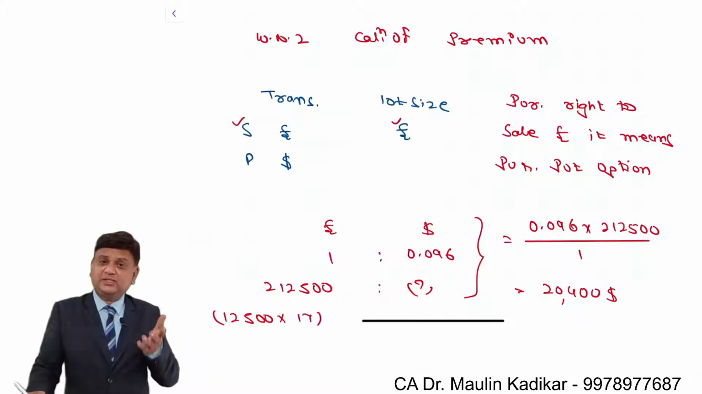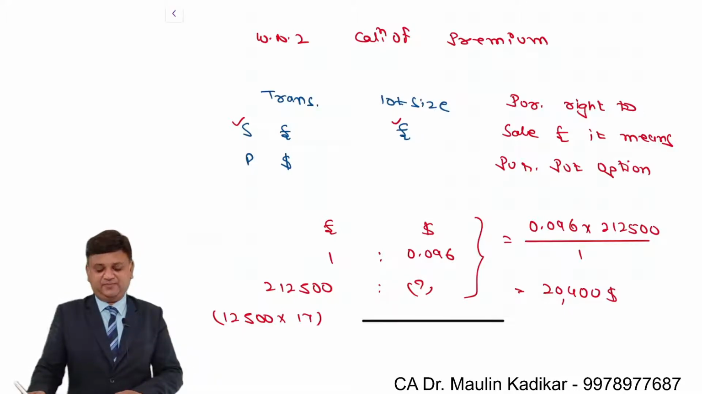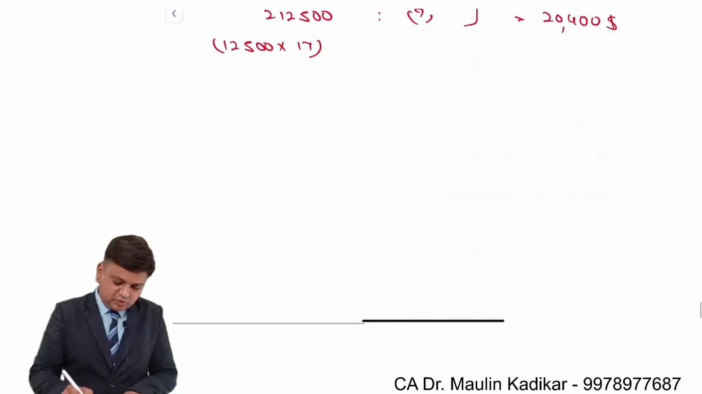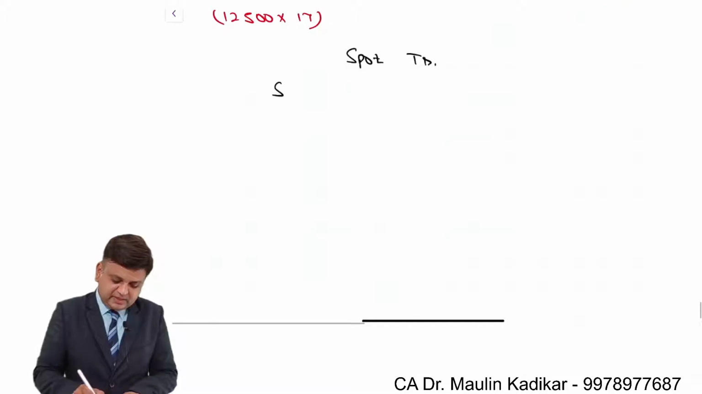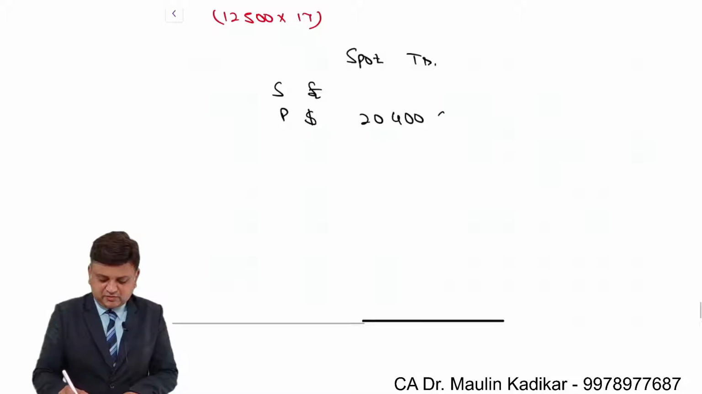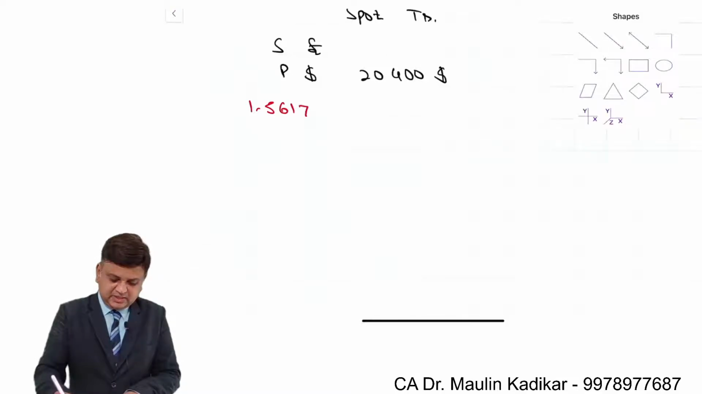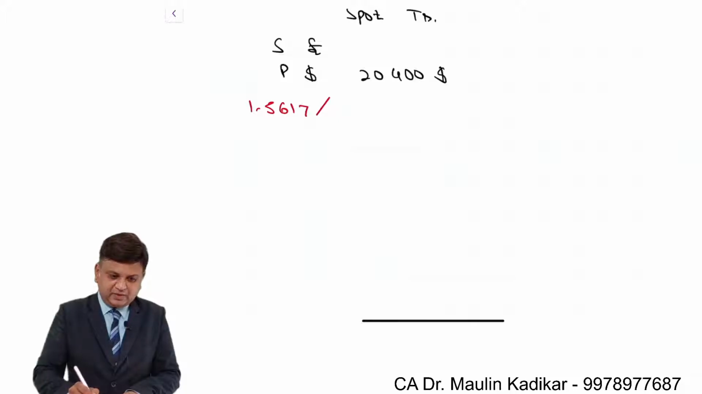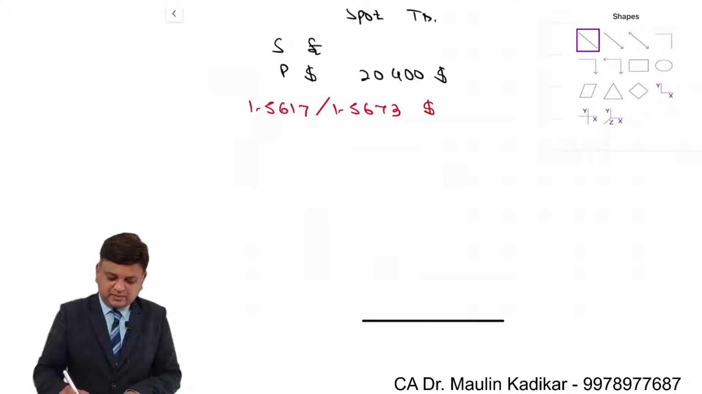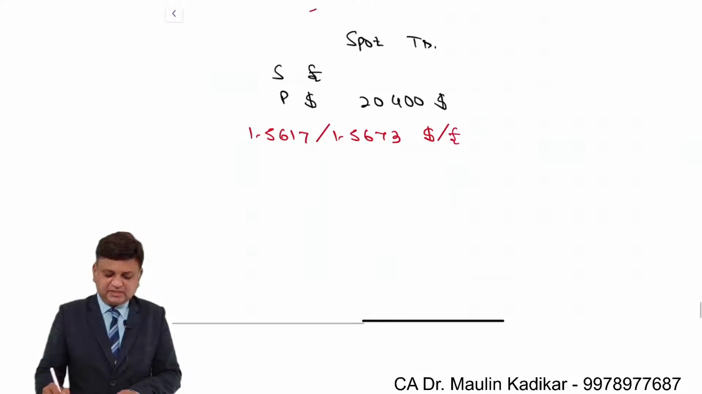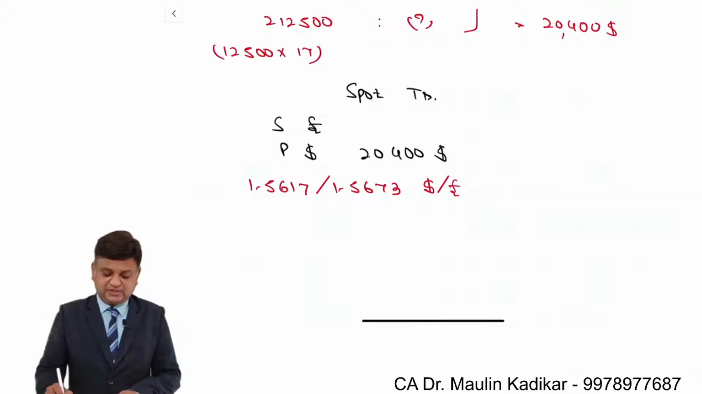Yes, because this time friends you can see that the question is providing to us the amount of the premium in dollar currency, which is again a foreign currency for us. So now you have to enter into the spot transaction. Spot transaction will be conversion of the pound into dollar. You are supposed to purchase $20,500. What is the spot exchange rate? 1.5617 slash 1.5673 dollar per pound. We understand that this is the exchange rate applicable for our transaction.